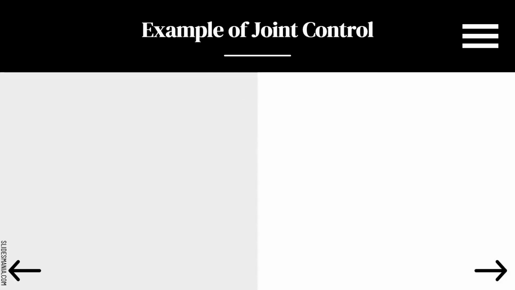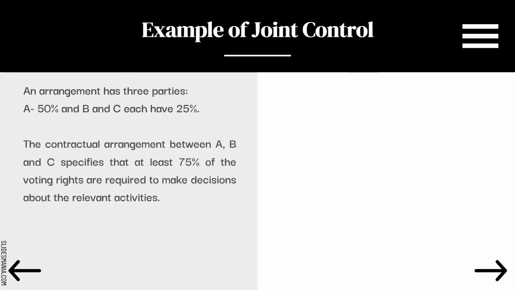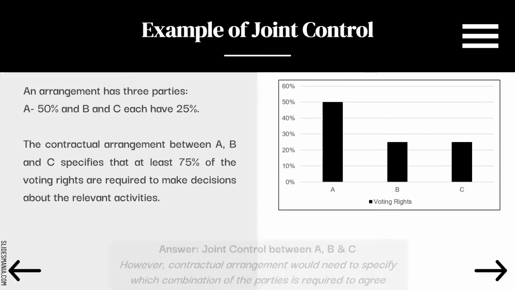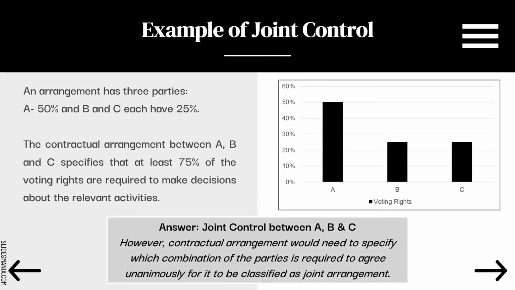Next example. An arrangement has 3 parties. A 50%, B and C each have 25%. The contractual arrangement between A, B, and C specifies that at least 75% of the voting rights are required to make decisions about the relevant activities. So, ayan, si A merong 50, si B merong 25, si C merong 25%. So, meron ka bang joint control dito? The answer is pwede, joint control between A, B, and C.